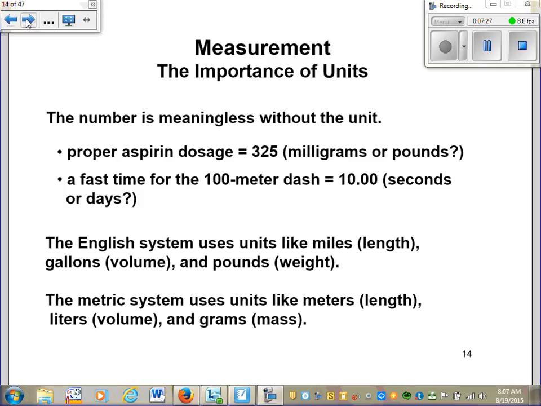Because if I say inches, how many miles? Well, then you've got to go from inches to feet to yards to miles. It's 12 inches to a foot, 3 feet to a yard, 1,760 yards to a mile.